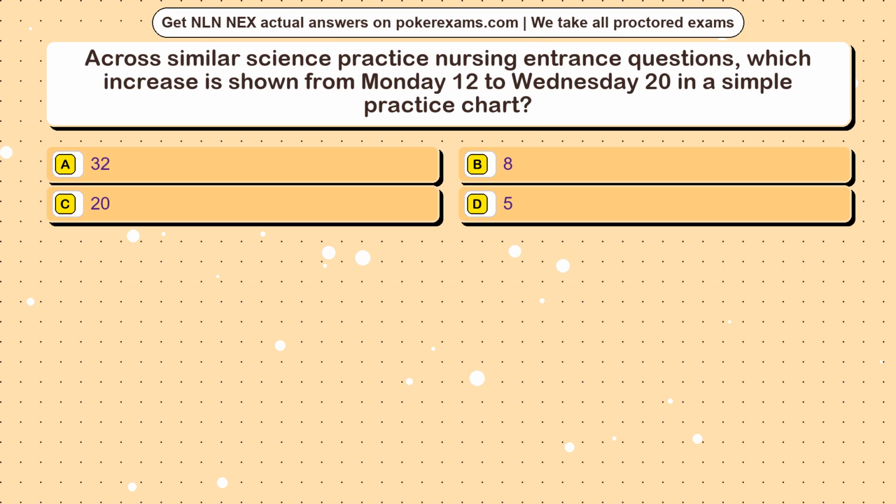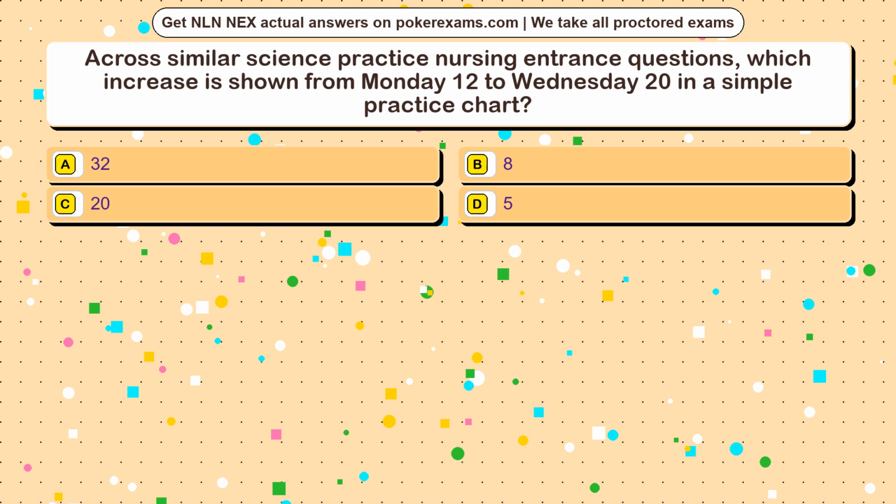Question 20. Across similar science practice nursing entrance questions, which increase is shown from Monday 12 to Wednesday 20 in a simple practice chart? Option A, 32. Option B, 8. Option C, 20. Option D, 5.